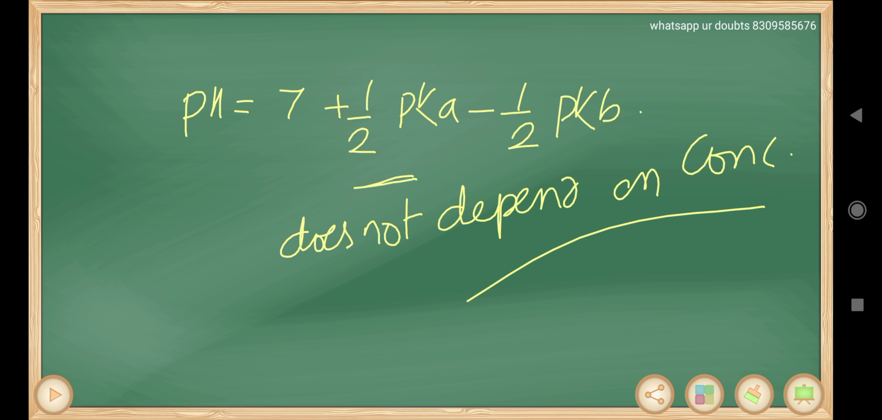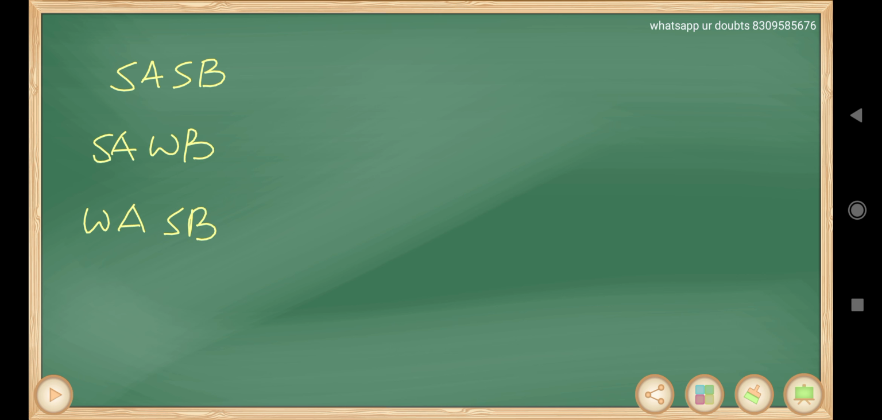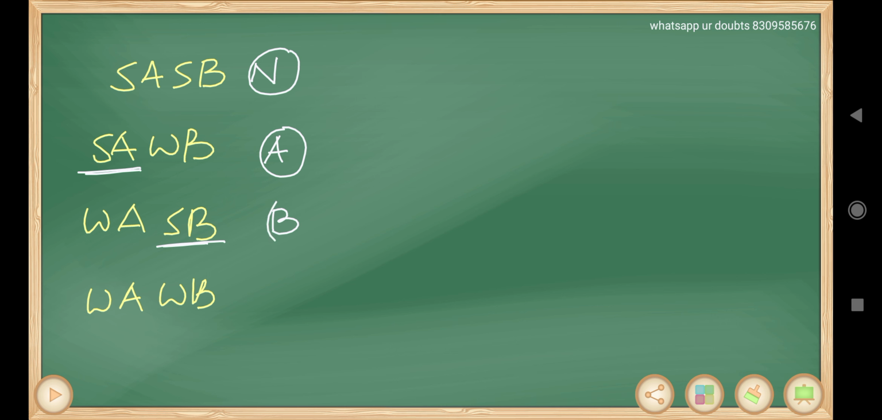So finally, what can we say? Four types of salts are there: strong acid strong base, strong acid weak base, weak acid strong base, and weak acid weak base. What is the nature of the solution? For strong acid strong base, it is neutral. Where a strong acid is there, it is acidic. Where a strong base is there, it is basic. For weak acid weak base, it may be neutral, acidic or basic depending on Ka and Kb values. So now their pH values and KH.